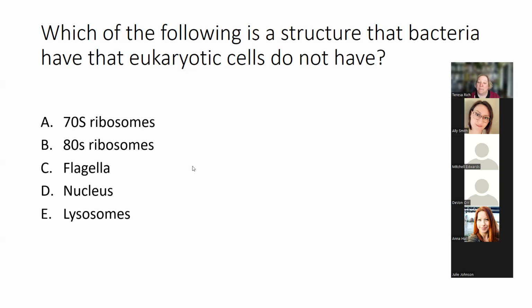Nucleus, right? Well, if I switched it around and said, what structure do eukaryotic cells have that bacteria don't? Then we'd have two right answers. It's easy to get these kinds of questions backwards. So if I was asking what eukaryotic cells have, then it would be the nucleus and the 80S ribosomes. Okay, so good job.